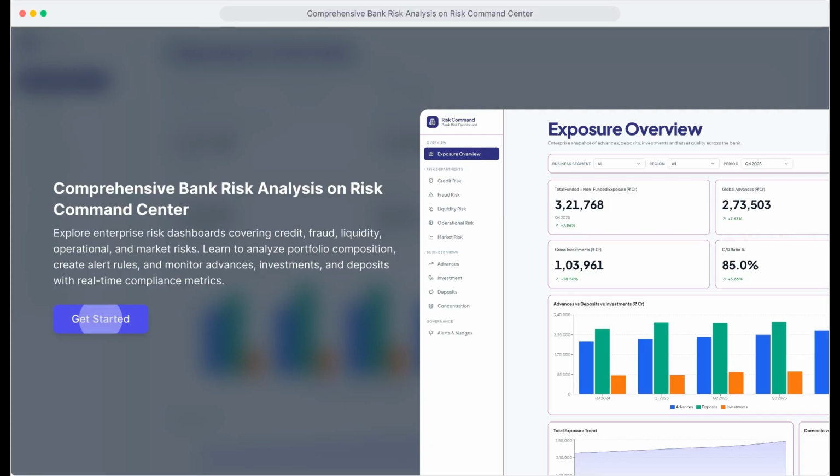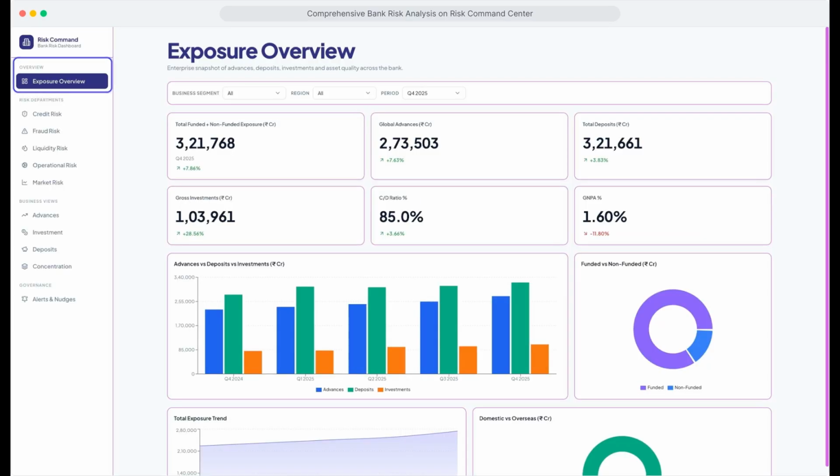The objective is to support faster risk reviews, clearer trend analysis, and more focused discussions for the CRO Office, top management, and zonal leadership. We begin with the exposure overview. This page gives a bank-level snapshot of advances, deposits, investments, funded and non-funded exposure, and asset quality. It helps leadership understand how the balance sheet is growing, how the exposure mix is changing, and whether risk is building up in any part of the portfolio.